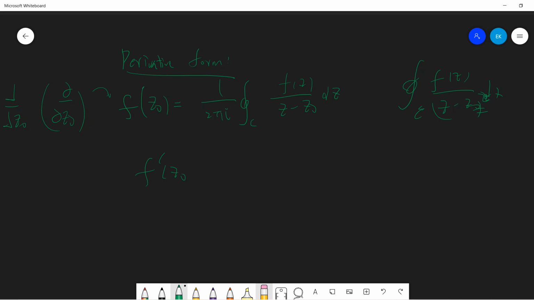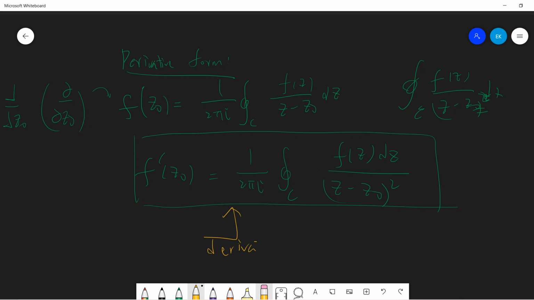So f prime of z0 is 1 over 2π i, and then you do the z0 differentiation, and you get a minus sign here. But notice that when you do a derivative, you get a minus sign, and then you get another minus sign from the chain rule, so there's no minus sign you get here. Okay, so this is the derivative form.